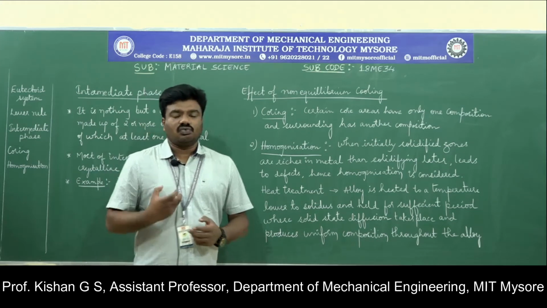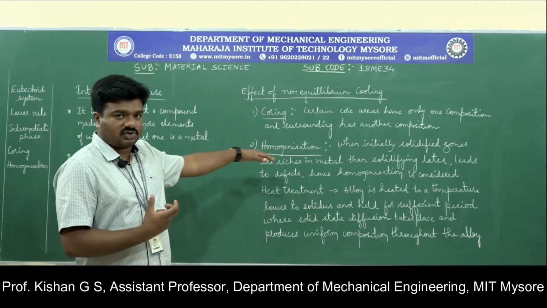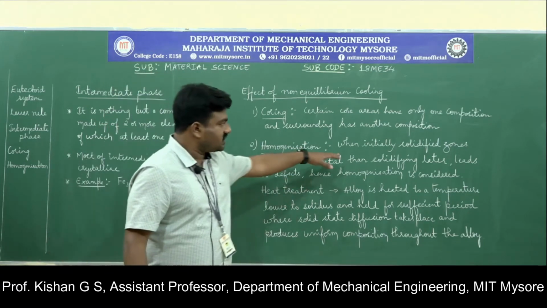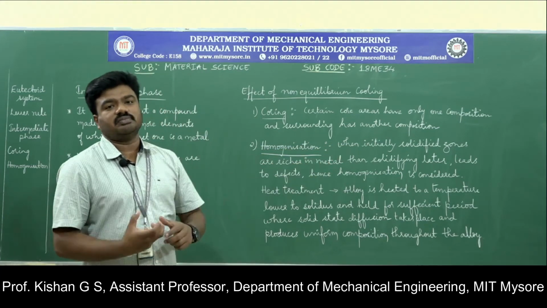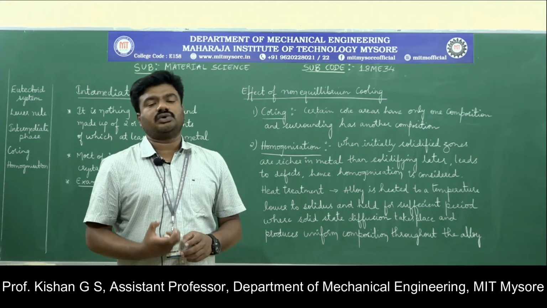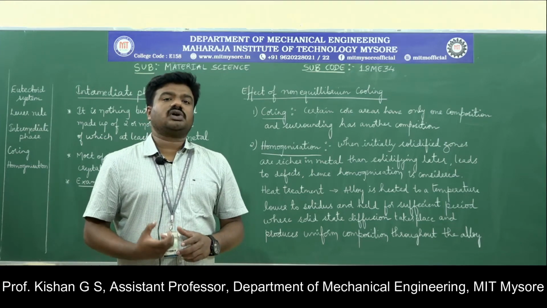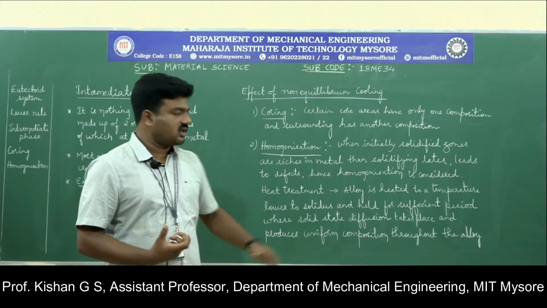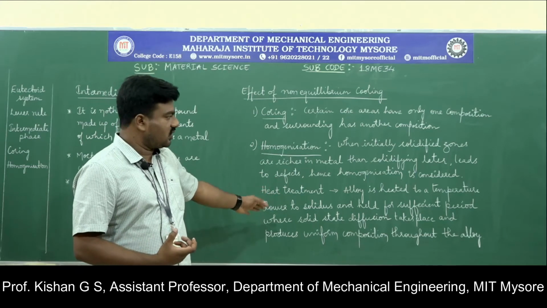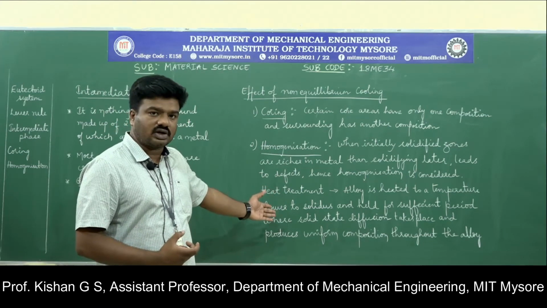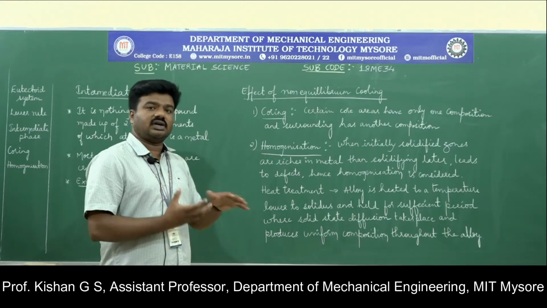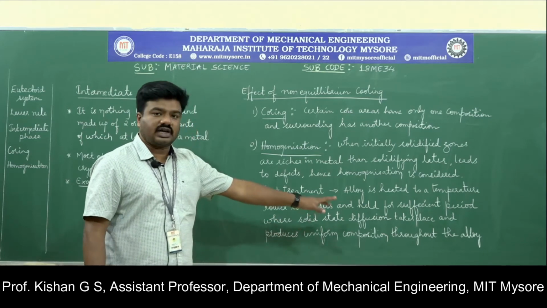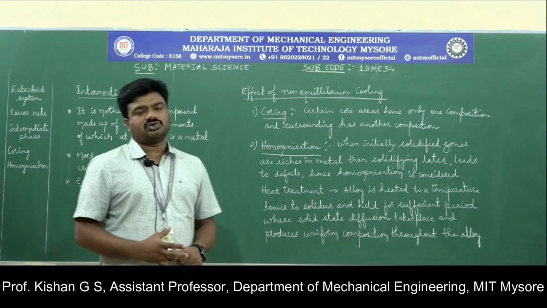and produces uniform composition throughout the alloy. The defect we have taken here is due to non-equilibrium cooling, that is, the initial solidifying zone will consist of a richer mixture than the later solidifying zone. To overcome this effect, we introduce the heat treatment process called homogenization, which is defined as follows. You heat it to a particular temperature lower than the solidus, and keep the material at that temperature for a period of time, so that solid state diffusion takes place and results in uniform composition throughout the alloy.